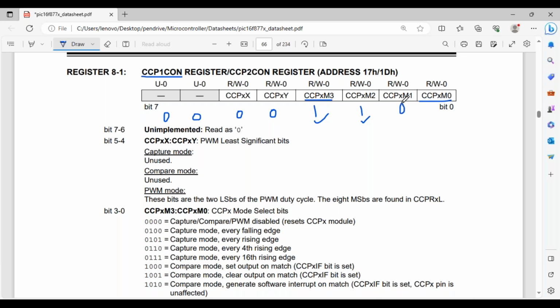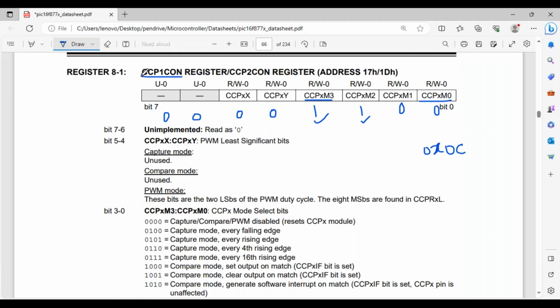Now, can you tell me what I should write my CCP1CON register with? What is the hexadecimal equivalent? 0x. So this is 0, 0, 0, 0, so that is 0. Then 1, 1, 0, 0, that is C. So 0x0C. This is 0, this is C. This is 12. Yes, it is C.